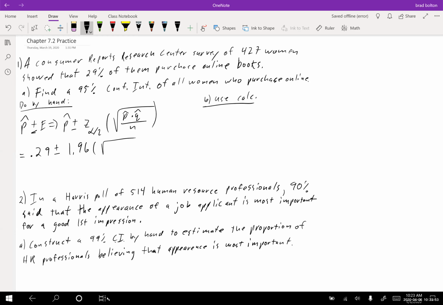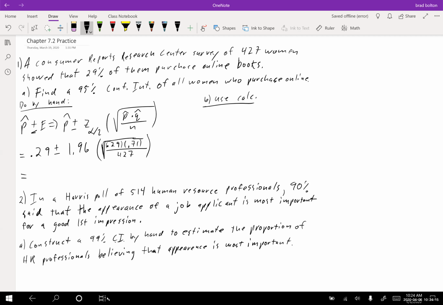So 1.96 times the square root of p hat, which is 0.29. But if p hat is 0.29, then q hat has to be 0.71, right? Because that's the leftovers. And then we have 427. Yeah, it's pretty ugly.